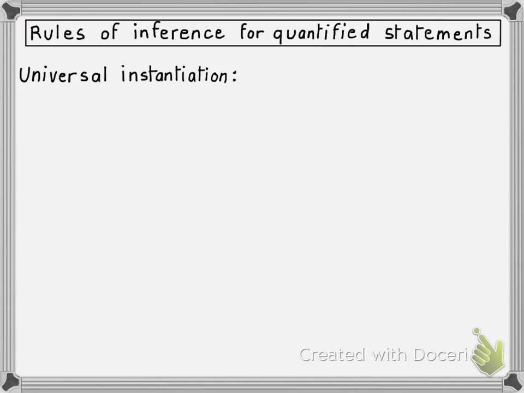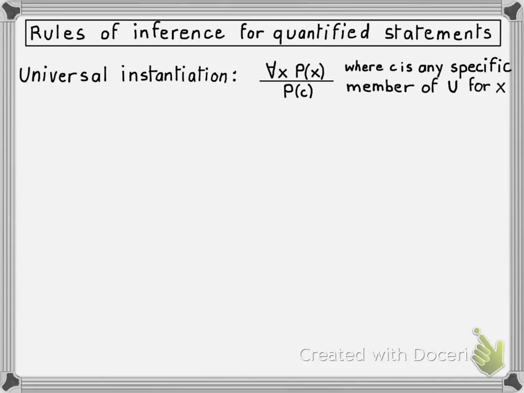So here is the rule called universal instantiation. Only one premise, it says, for all x, P(x). Well, if that is true, the rule says you can infer P(c). Notice we drop the quantifier and we introduce a constant c instead of the variable x. So what is c? c is any specific member of the universe for the variable x.